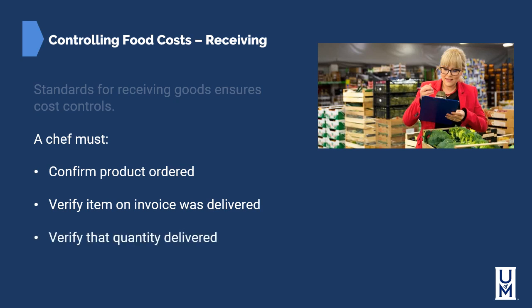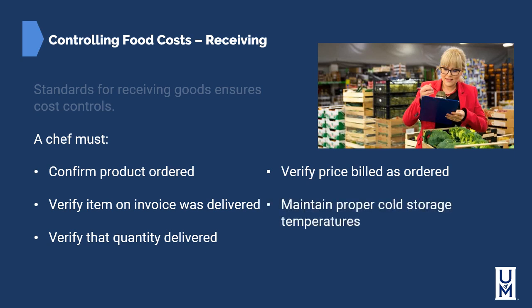Verify that quantity is delivered. If you say that you received 200 pounds of ground beef, you want to make sure that you actually received 200 pounds of ground beef because that's exactly what you're going to pay for whether you got it or not. Verify price billed as ordered. You want to do some math, so it's oftentimes handy to have a calculator handy just to run the numbers to verify that they are what they are. And maintain proper cold storage temperatures. If your walk-in cooler is out of temperature, this can affect your product quality. Your product quality is key to being able to run a successful operation. If you serve subpar product, your customer will know it.